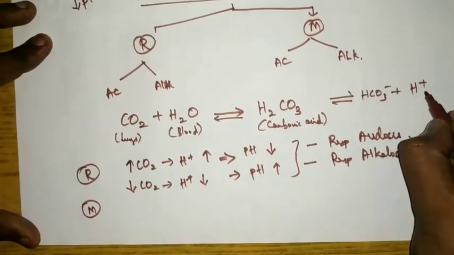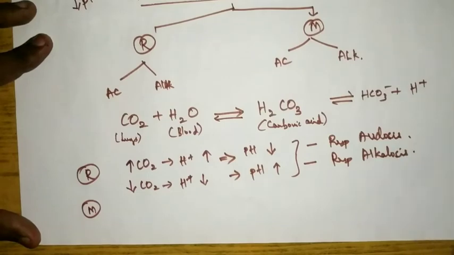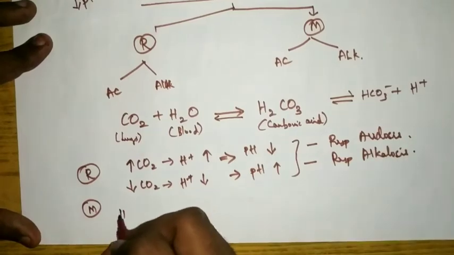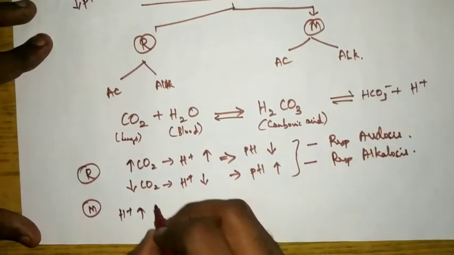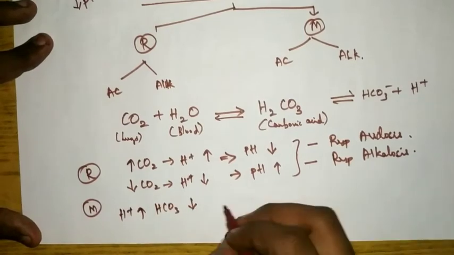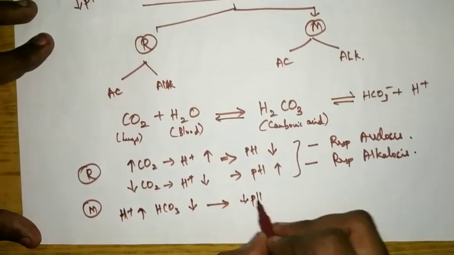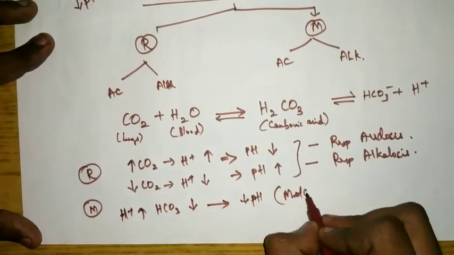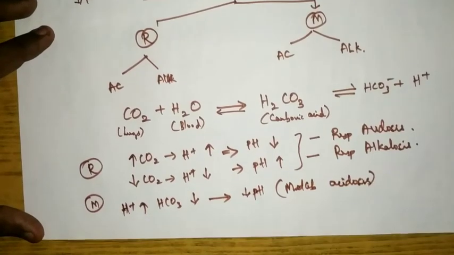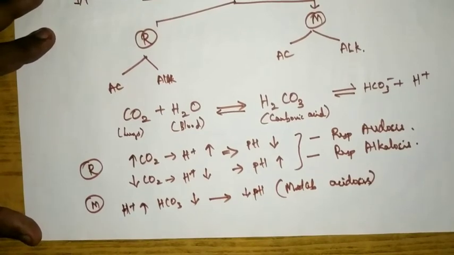So whenever H plus is increased here, or the other case can be when bicarbonate is lost. When H plus is increased and bicarbonate is lost or decreased, it leads to decrease in pH. It leads to metabolic acidosis. Okay, if you feel confused, you can pause the video and think for a moment. You will get the answer for sure.